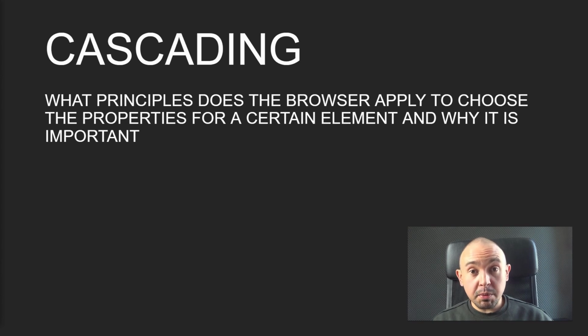Cascading are the principles the browser follows when selecting a CSS rule to apply to a certain element. Thanks to these principles, we as the web developers know how the browser will behave when choosing the CSS rules for the elements, and this helps us to build the websites.